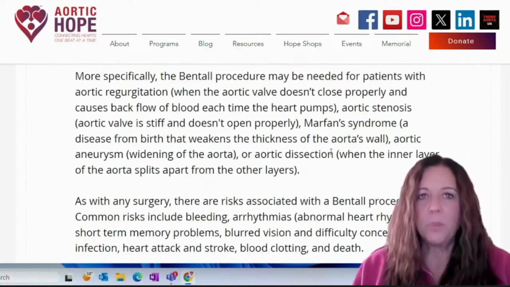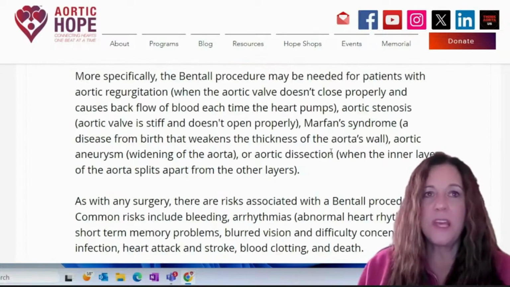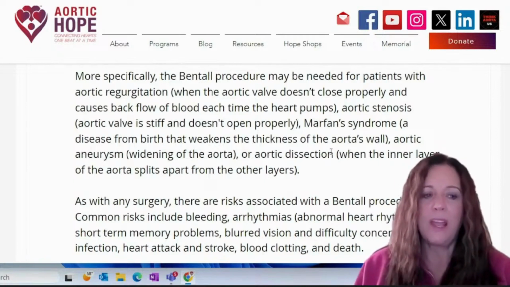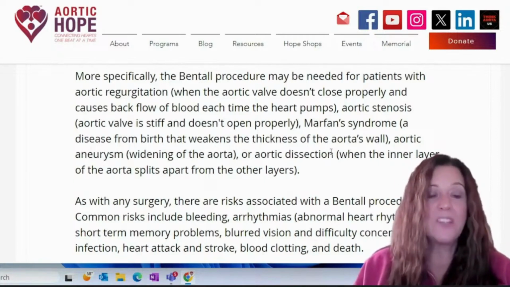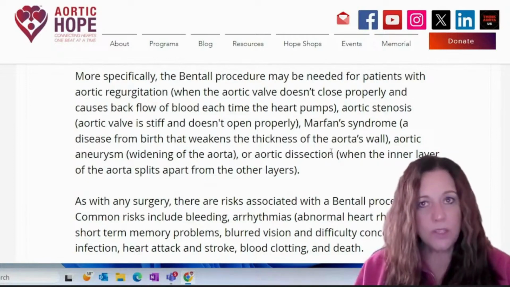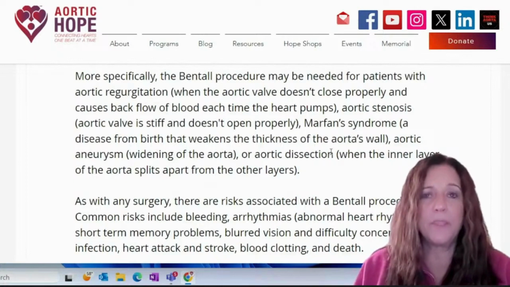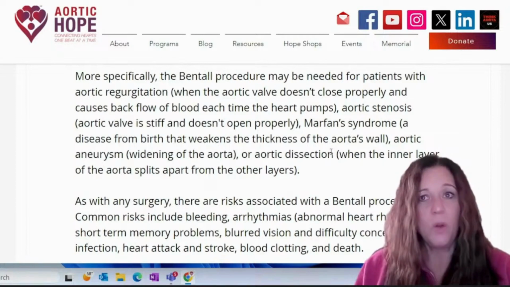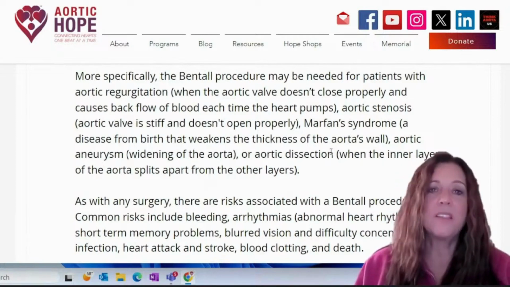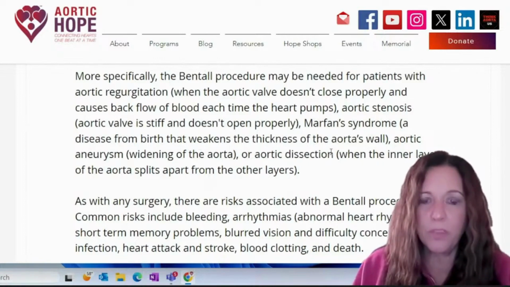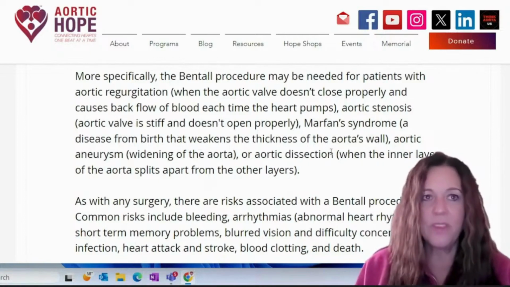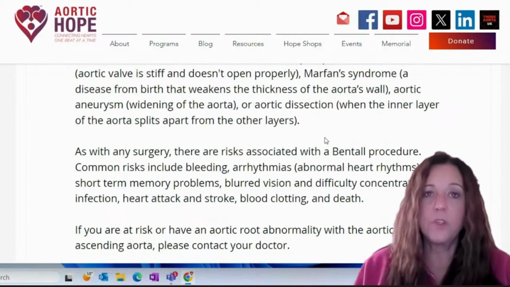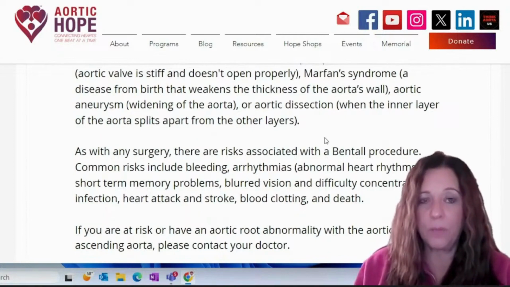So the Bentel procedure may be needed for patients that have aortic regurgitation, which I had mentioned, and that's when the valve doesn't close properly and causes a backflow or regurgitation of blood each time the heart pumps. Aortic stenosis, which is when your aortic valve becomes stiff and doesn't open properly. You could also need this procedure if you have Marfan syndrome, which is a disease from birth that weakens the thickness of the aorta's wall. Doesn't mean it shows up at birth, can show up at any time after birth. Or you could have an aortic aneurysm, which is just the widening of the aorta, causes you to need to have your valve repaired or replaced.